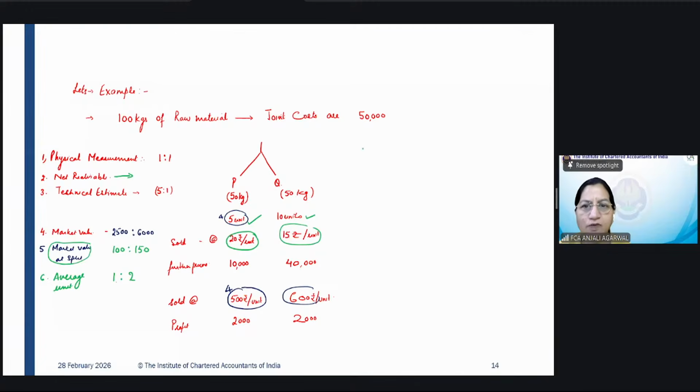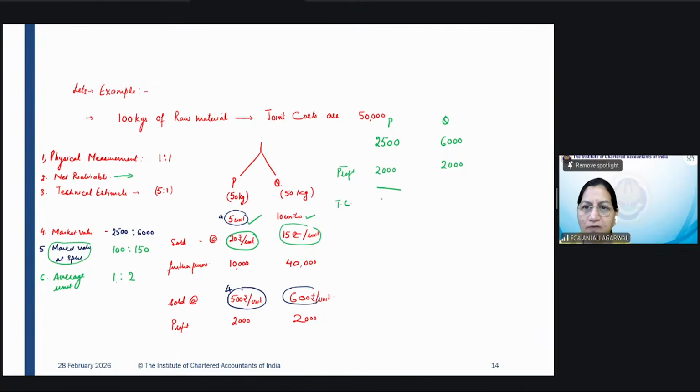What will this give? For this, you start with sales value at split off point. 500 into 5, 2500 for P, and for Q it is 600 into 10, 6000. Then you subtract the profits because you are aware of it. So it's 2000 and 2000. My figures are not very appropriate here, so I will get something in negative.